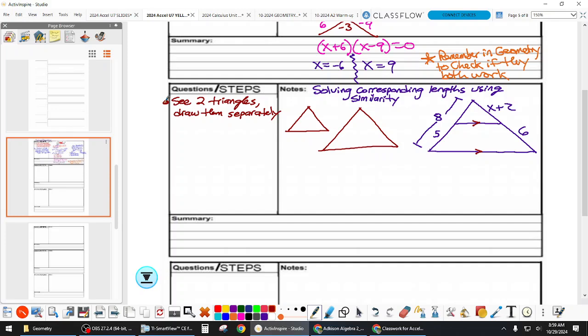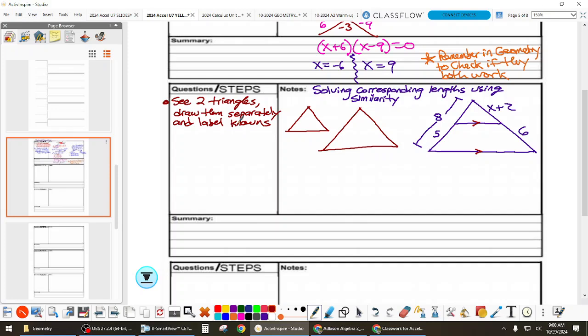Like in the other problems on that page, look at 16, they're already separate. If you look at 19, they're connected, but they're technically separate, right? Remind me to go back to 19 and tell you something about those kind as well, after we're done. Anyway, draw them separately and label knowns.